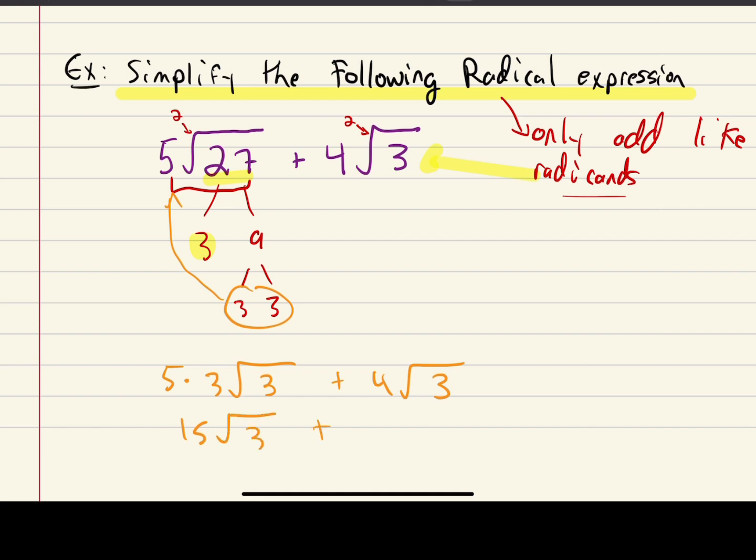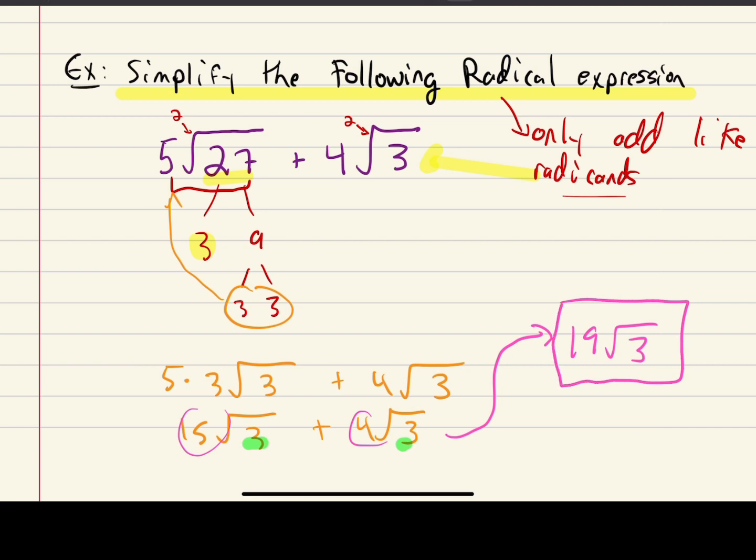Since these are now like terms, we can add them. The radicands are going to remain the same, but the coefficients in front of the radicands, namely the 4 and the 15, are what are going to be added together. So when I go 15 plus 4, that's going to give me 19, and we're going to condense it as one radical. And the final simplified version is 19 root 3.